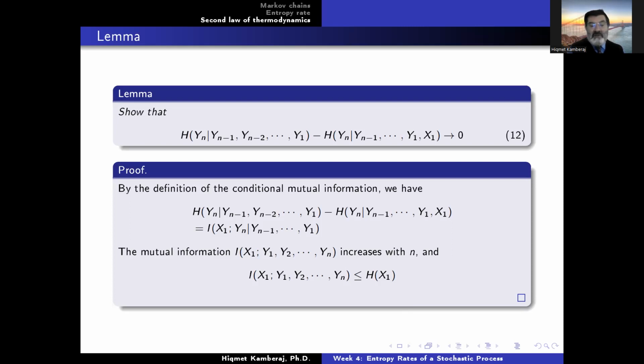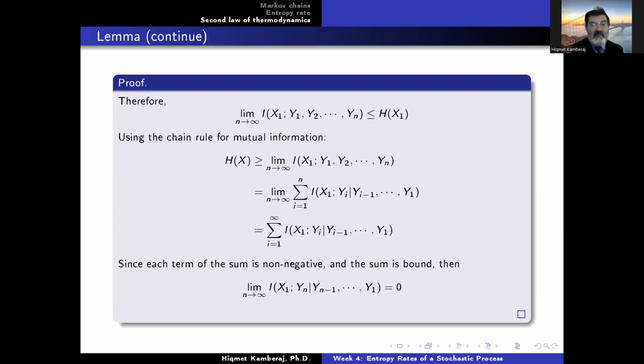Then the mutual information between x1 and all the random variables y1 up to yn increases with n. This means that the mutual information between x1 and all y1, y2, yn is less than or equal to h of x1. If you take the limit when n goes to infinity of both sides, the right-hand side does not depend on n and gives you h of x1. On the left-hand side, I obtain the limit when n goes to infinity of the mutual information between x1 and the random variables y1 to yn.